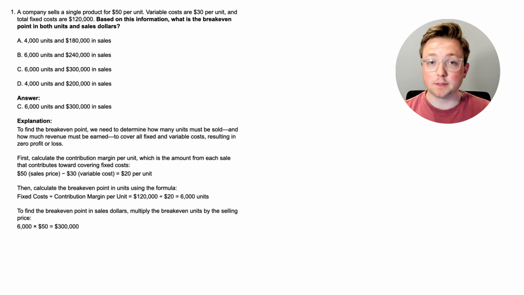And a lot of times if you see questions on the CPA exam, it might only ask you to do the break-even units, or it might only ask you to do the break-even sales. But this question is kind of doing both of them, again, to show you that they're pretty much connected. To find the break-even point in sales dollars, multiply the break-even units by the selling price. So 6,000 multiplied by $50 per unit, and that gives you $300,000.